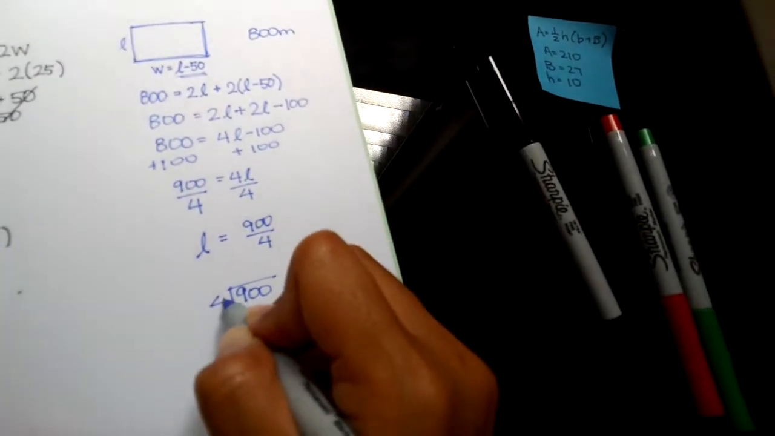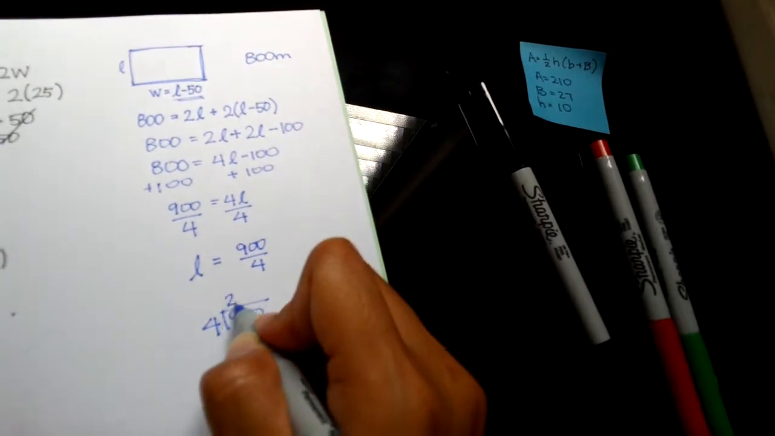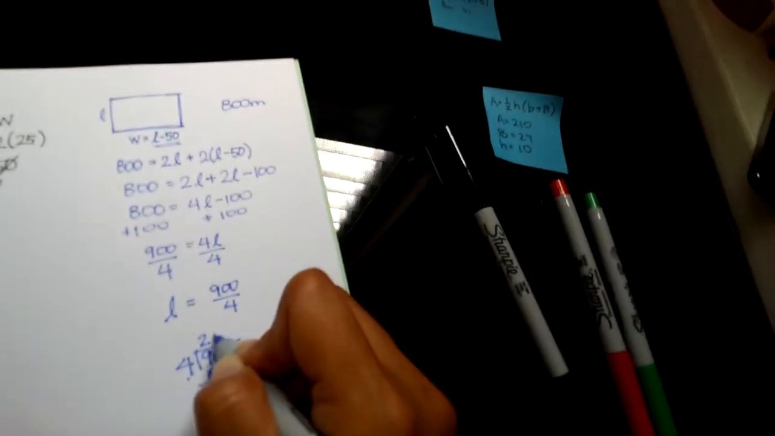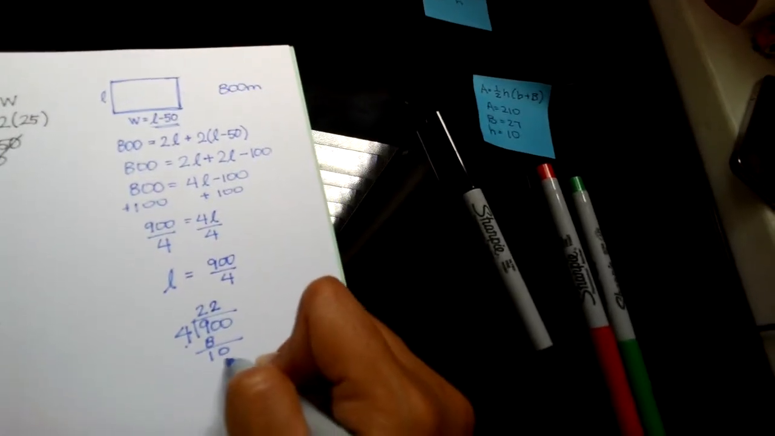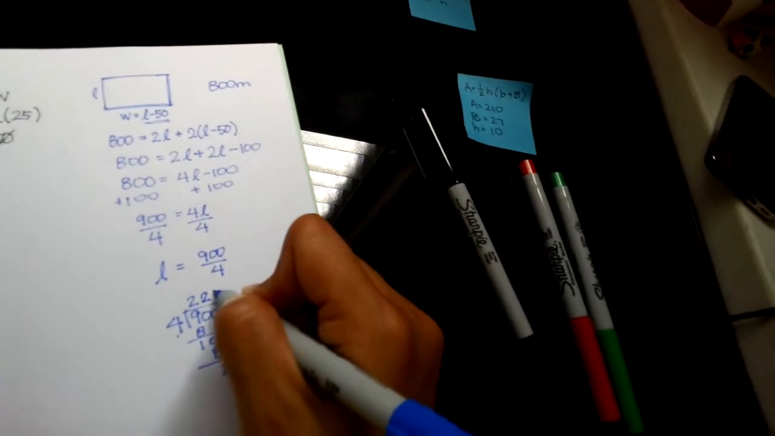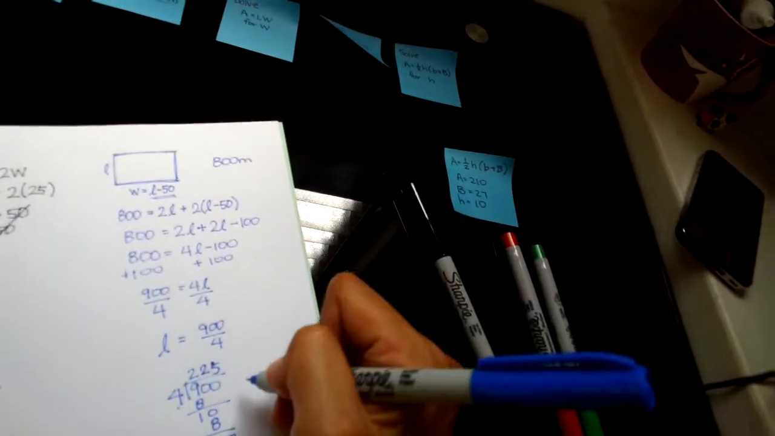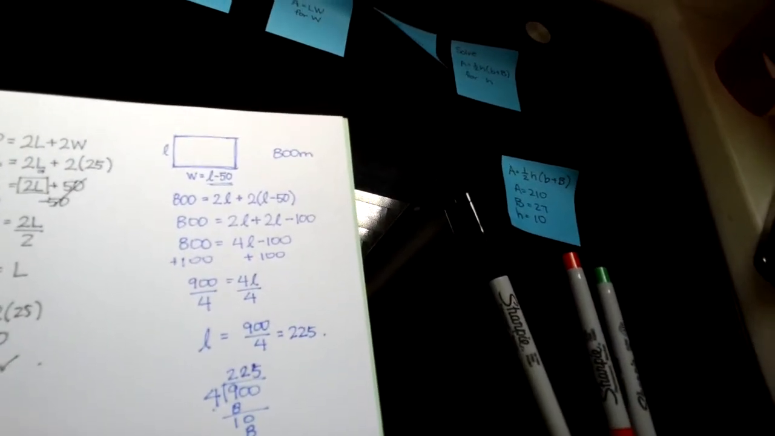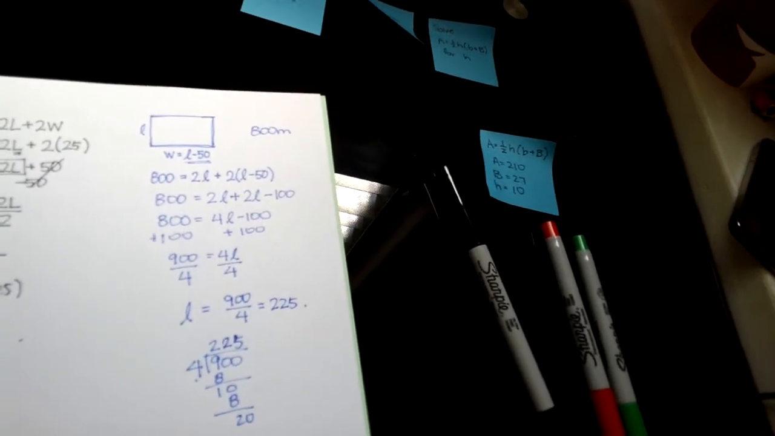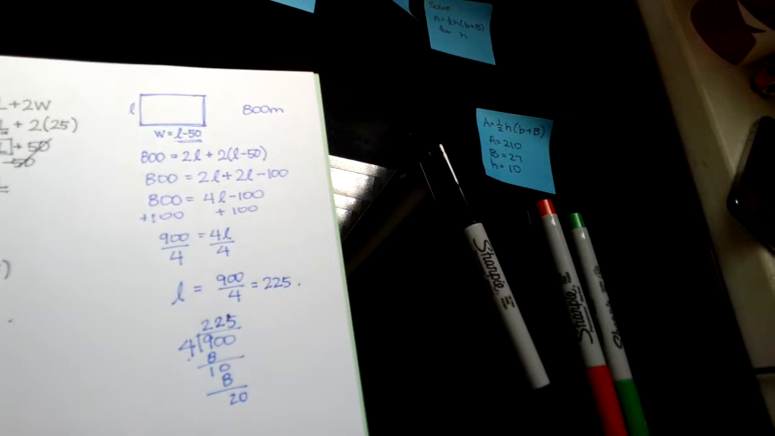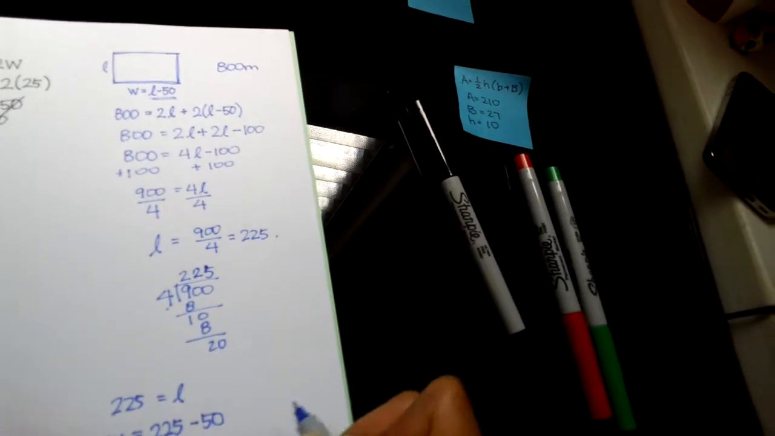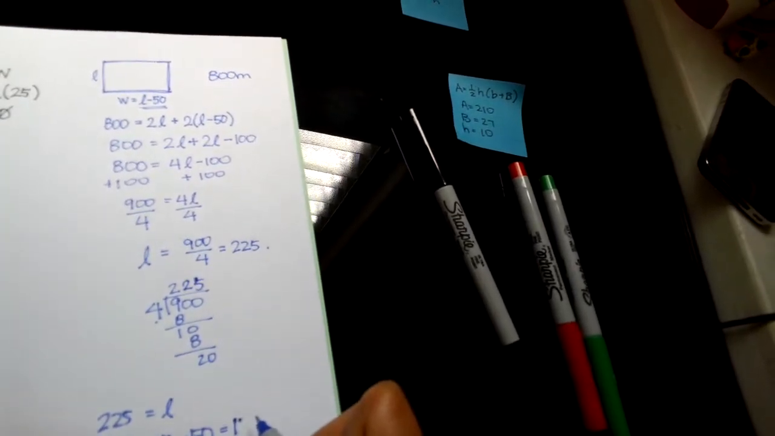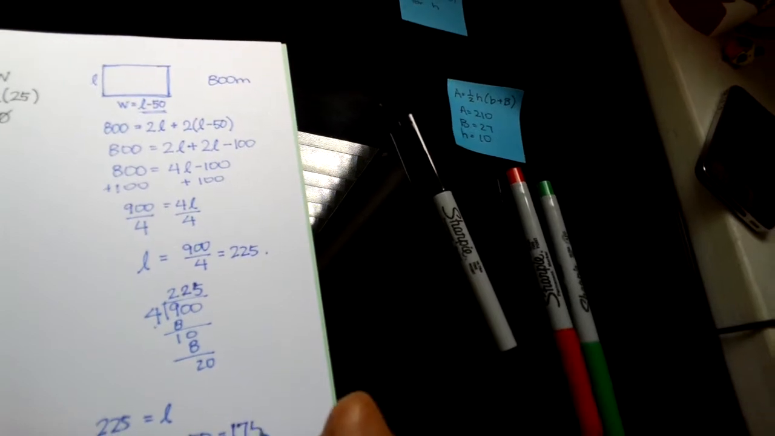900 divided by 4. 4 goes into 9 twice. 8. So I have 1. And then 4 goes into 10 twice. So we have 8, and then 20, and 4 goes into 20 five times. So this is 225. And we can check, right? So 225 is my length. So my width is 225 minus 50. Okay, so in other words, it's 175.